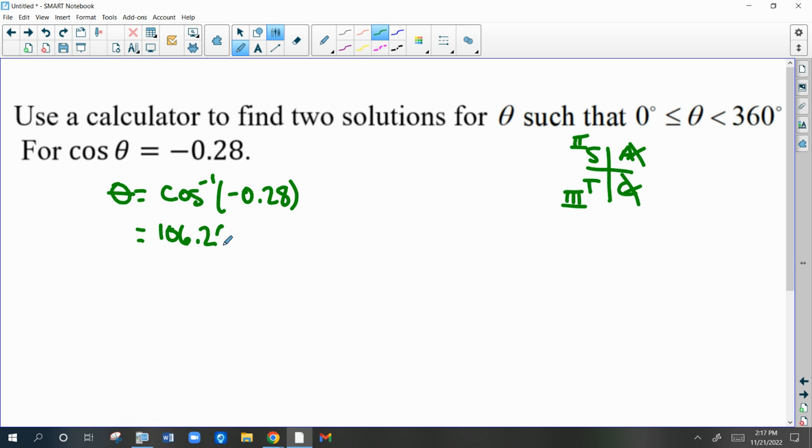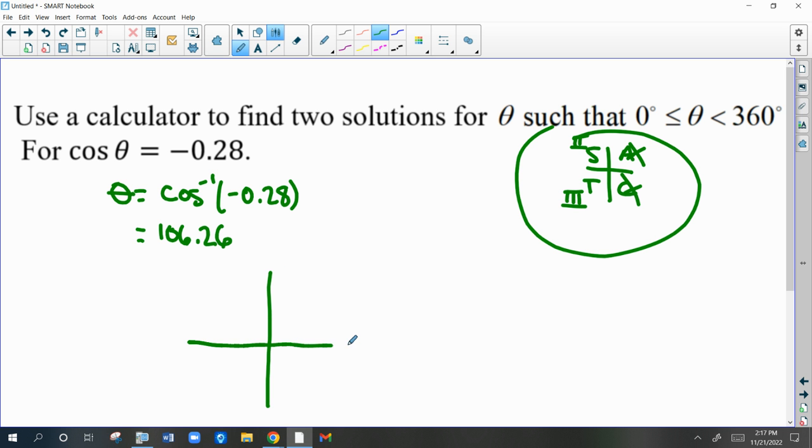So we have cosine inverse of negative 0.28 is 106.26 degrees. So here's where this is going to help us out. 106 really makes a lot of sense. So I'm going to graph both solutions. The first one's going to be in quadrant 2. 106, that makes sense, of course, because that's 90. So this is 106. So that is definitely one solution.